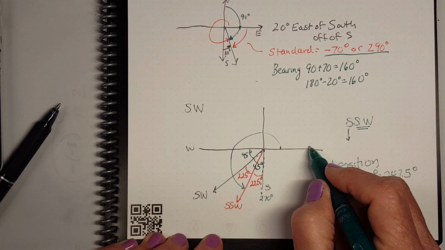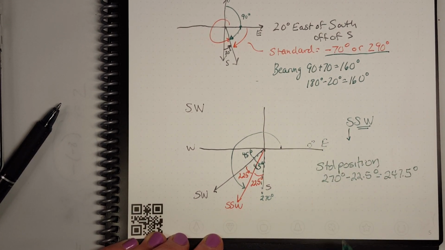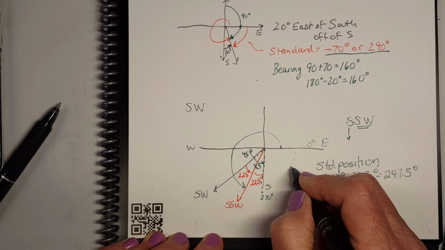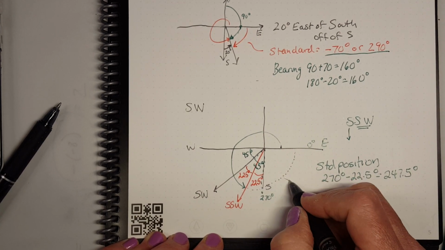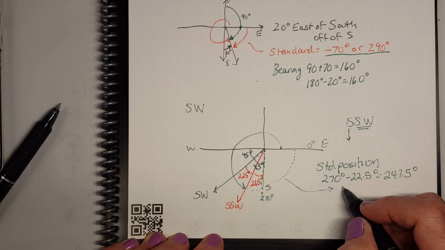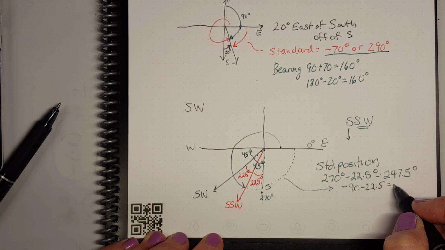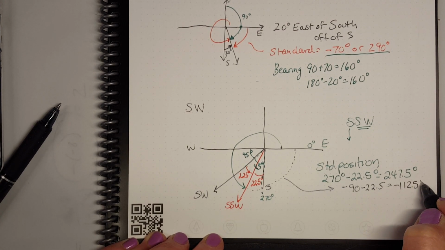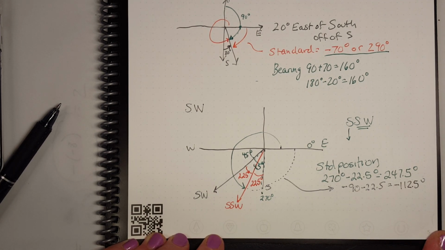If we wanted to do standard position, now this is east, but if we're talking about standard position, we call that 0. We could also go in the negative. So we could go negative 90 and then keep going 22.5. And so this one, same standard position from the 0, would be negative 90 and then another 22.5. And so we get negative 112.5 degrees. These both are the same. And that's the different ways to talk about angles.